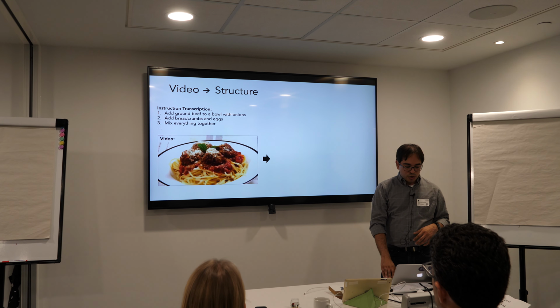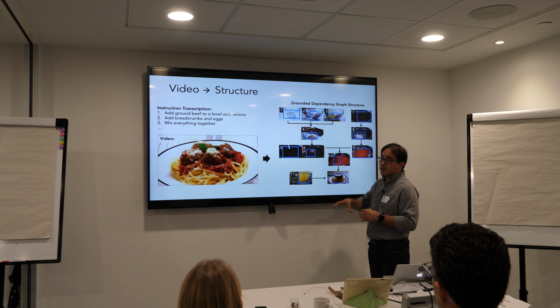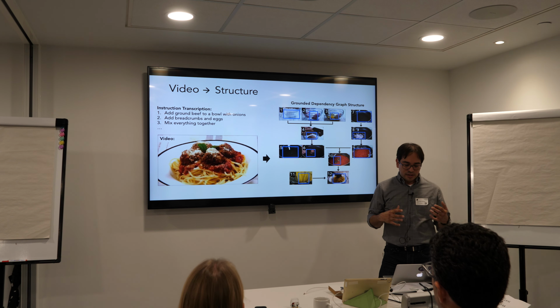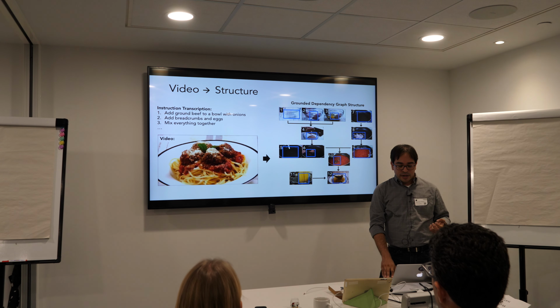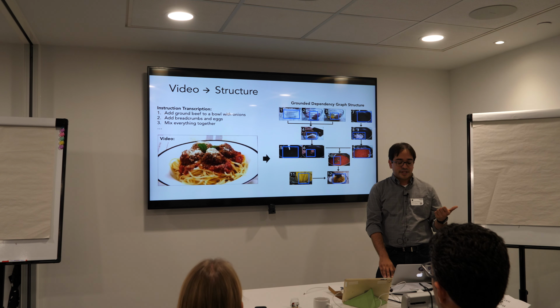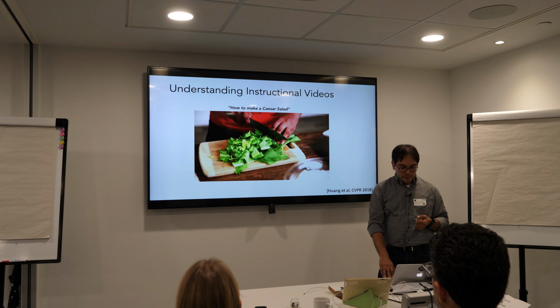We go from here to a more grounded causal dependency structure, where we can say which steps depend on what other steps and what the objects being manipulated are at each point. So the two key components here are that we need to figure out the dependencies between steps and the grounding of the objects being manipulated at each moment.